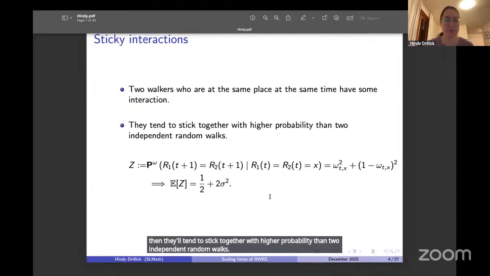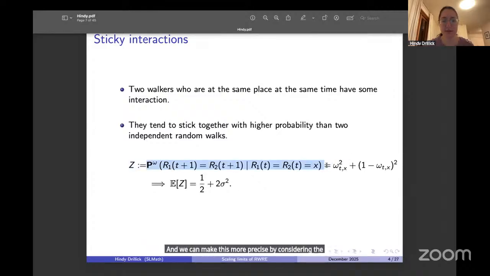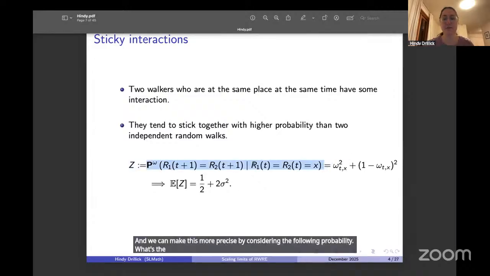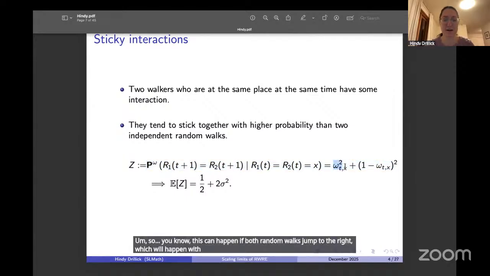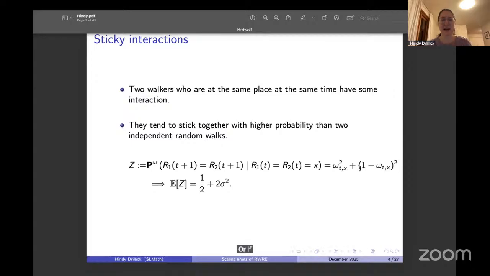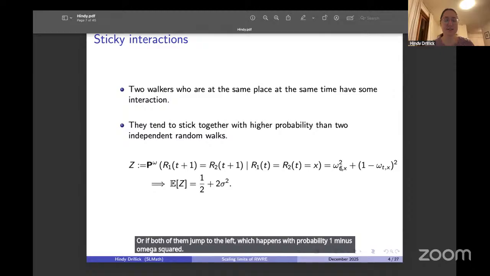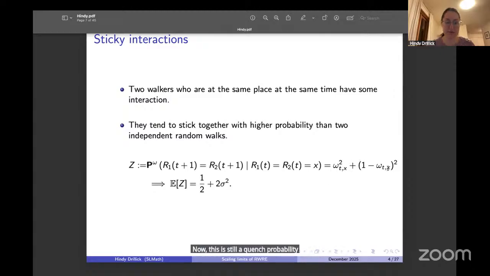We can make this more precise by considering the following probability. What's the probability that if two random walkers are at the same position at time t, they're still at the same position at time t plus 1? This can happen if both random walks jump to the right, which happens with probability omega squared, or if both of them jump to the left, which happens with probability (1 minus omega) squared. Now, this is still a quenched probability. In other words, it's still a random variable.